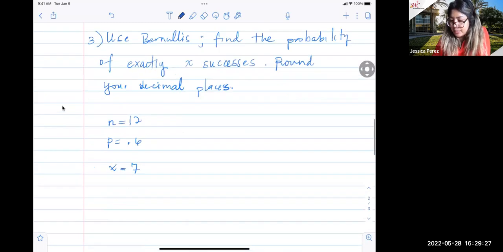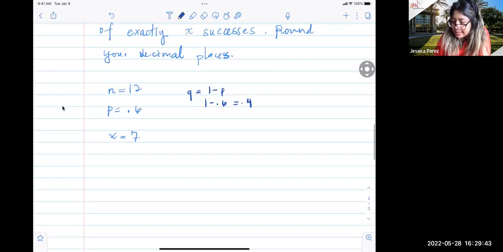The last example we'll do is number 3. This one's already kind of given to us, the 12, the probability is given, and X is given. The only thing that is not being given is actually Q, which is 1 minus P, which is 1 minus 0.6, which is 0.4. So again, it's just a matter of plugging and chugging here.